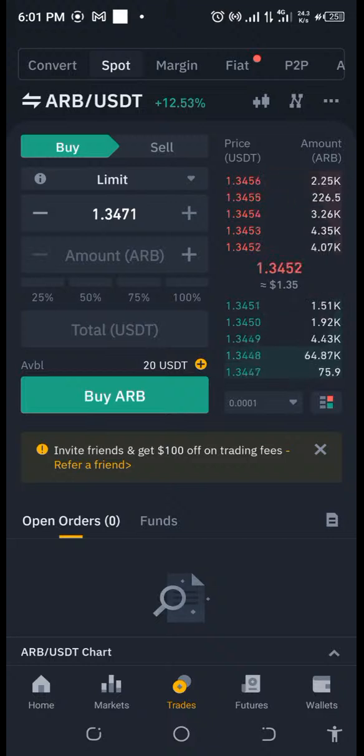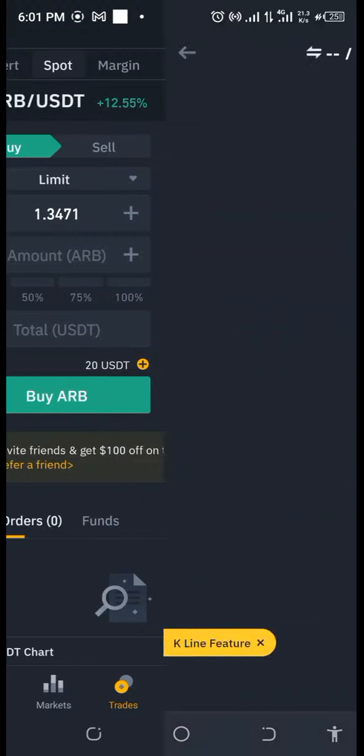Today we're on another episode of spot trading on Binance. And what are we going to be using today? We are going to be using ARB USDT. All right, let's go to the charts and see what we have.